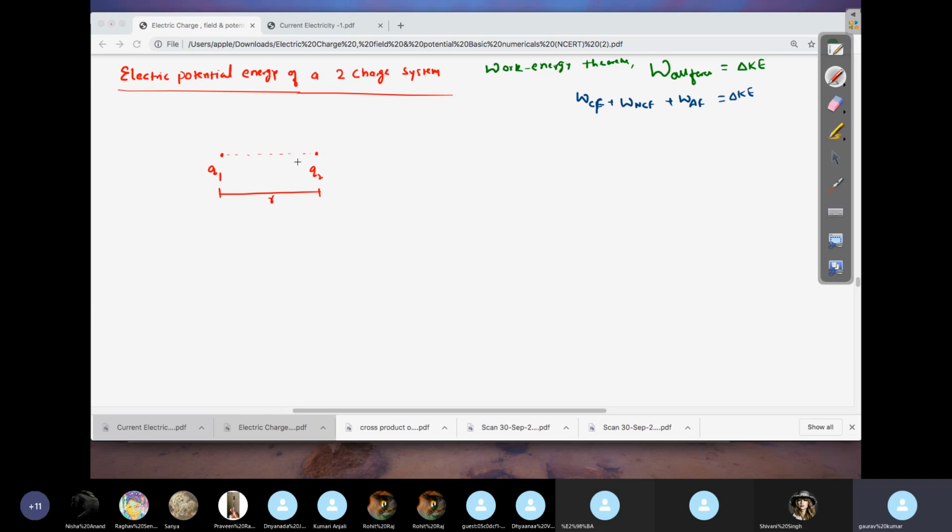So now let's say I fix this and then I move Q2. Let's say I move Q2 from infinity, and I'm bringing it slowly to this point. You know that for a conservative force, work done is path independent. And therefore for electric force also, work done will be path independent, and therefore we can take the straight path. So Q1 is fixed and Q2 we are moving from infinity to this location in a quasi-static manner.